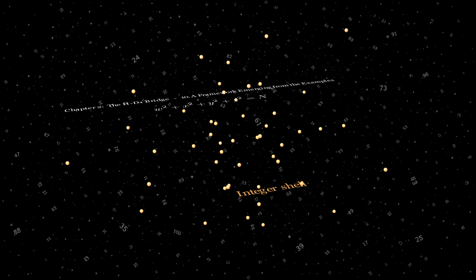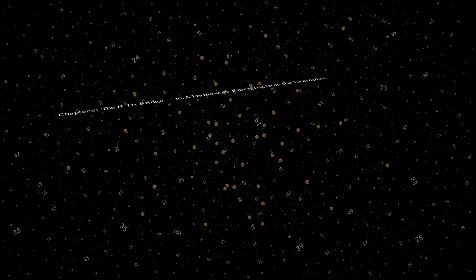So let us begin with an arbitrary natural number. Our first step is purely arithmetic. Enumerate all representations of n as a sum of 4 squares, w squared plus x squared plus y squared plus z squared equals n. Every solution gives us an integer point in four-dimensional space, but we do not want to treat these points as an unorganized list. The second step is to group them by coordinate pattern.